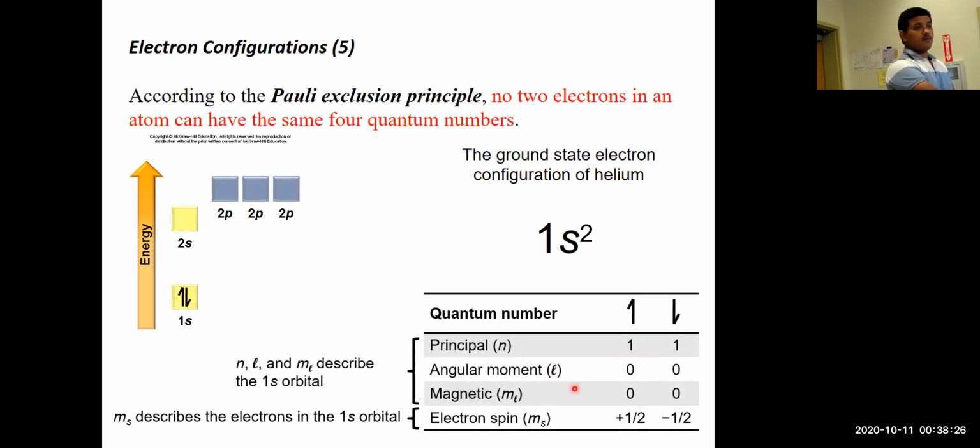Because N is the same, L is the same, M is the same, but the electron spin quantum number is once +1/2, another time -1/2. The one we write up, we call it +half. The one we write down, we call it -half.